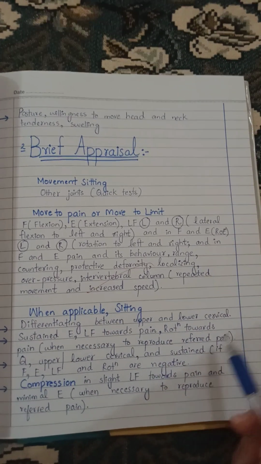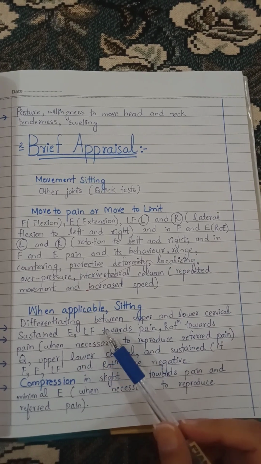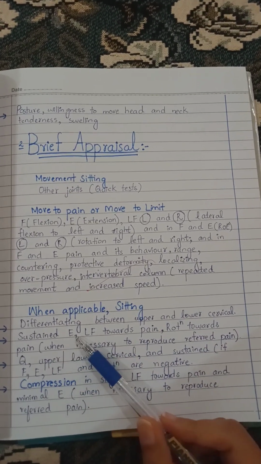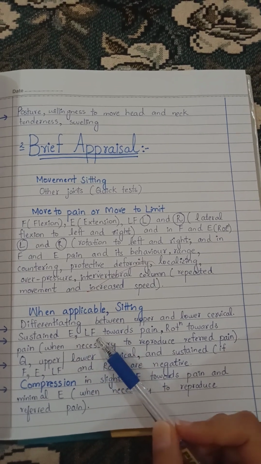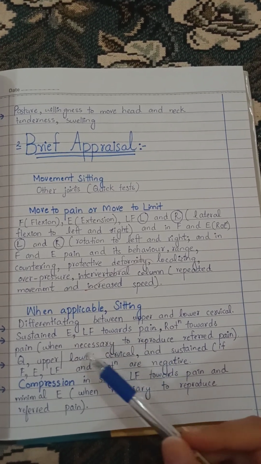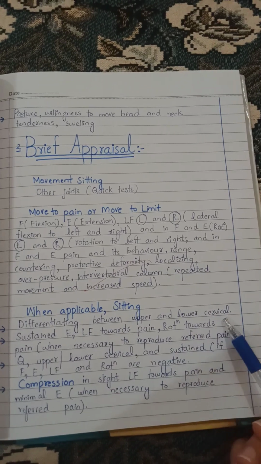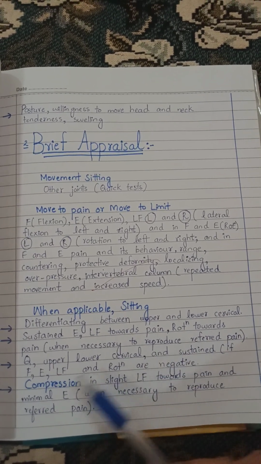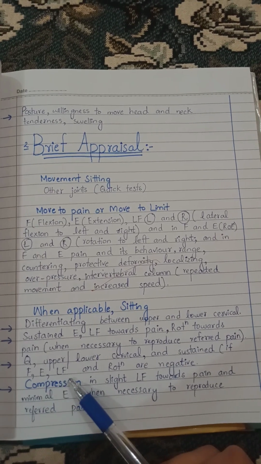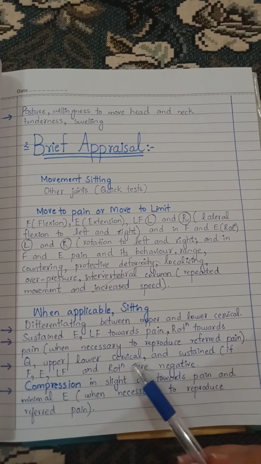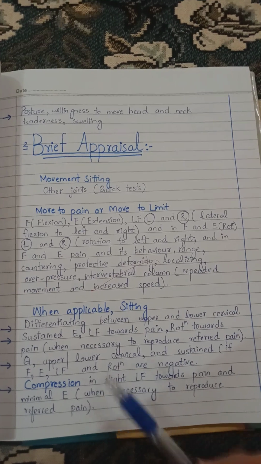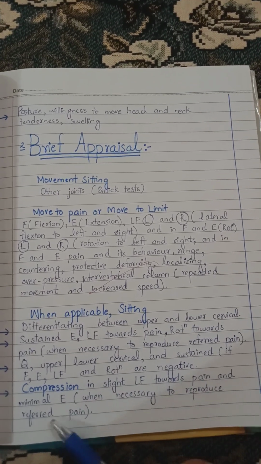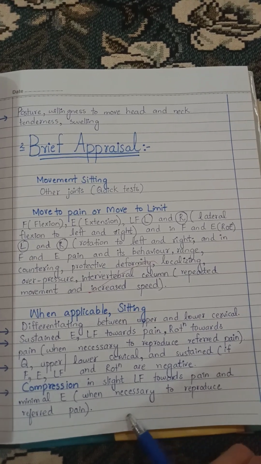Now when applicable, in sitting, differentiating between upper and lower cervical region, sustained extension, lateral flexion towards pain, when necessary to reproduce referred pain. Q, upper and lower cervical and sustained, if flexion, extension, lateral flexion and rotation are negative. ROTN stands for rotation. Compression in slight lateral flexion towards pain and minimal extension when necessary to reproduce the referred pain.